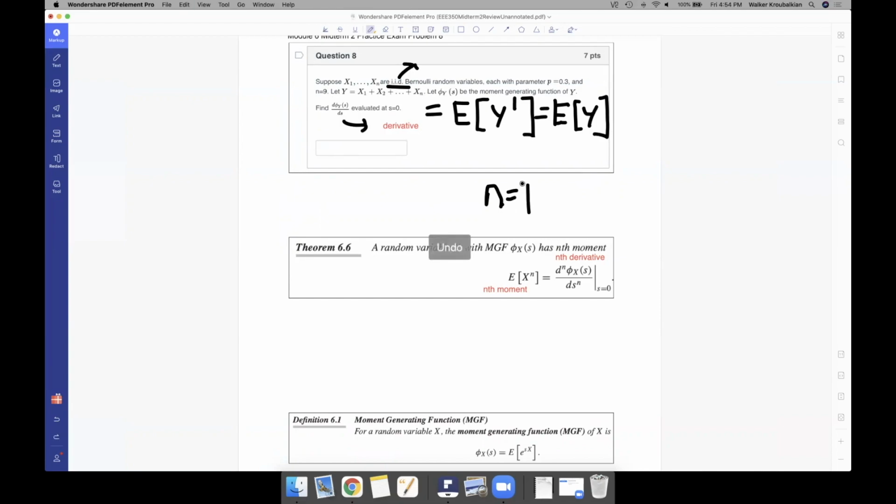Yeah, this notation is confusing. I should make it clear that here I'm talking n equals 1 because this is the first derivative. That's not the same thing as, maybe I'll use capital N. It's not the same thing as n up here, which is the number of random variables, right?